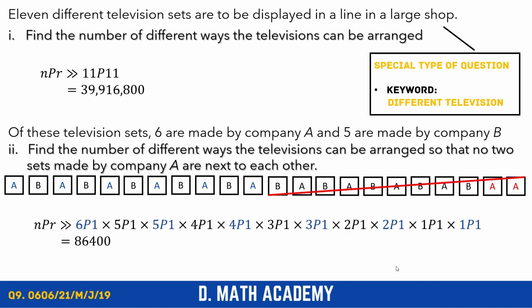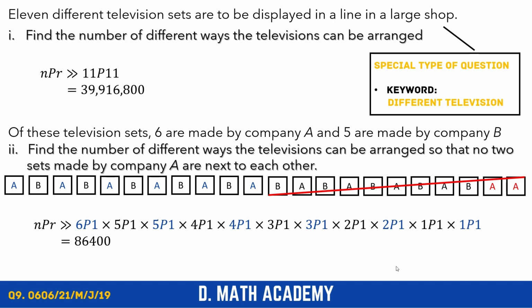However, the NPR is slightly tricky, and this is where students who like to skip writing all the results as one struggle to understand. This is why I always recommend for you to go through the longer route for this particular question. Better to be safe than sorry, right? So I listed it down as 6P1 times 5P1, 5P1 times 4P1, 4P1 times 3P1, 3P1 times 2P1, 2P1 times 1P1, and multiply it with the last one, which is 1P1.